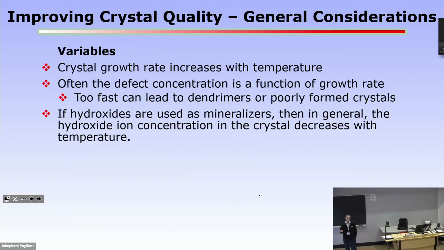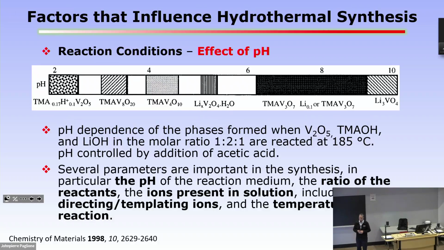The crystal growth rate will increase with temperature because your solubility ultimately drops. So if you're too fast and you get dendrimers, then you want to slow things down, or you want to lower the concentration in your system. If you're going to use hydroxides as mineralizers, and you don't want a hydroxide species in your product, like you want just an oxide, then higher temperatures will prevent that. And you have to work through that.